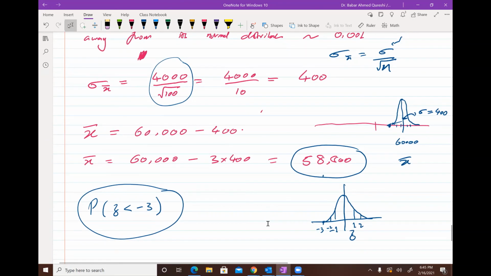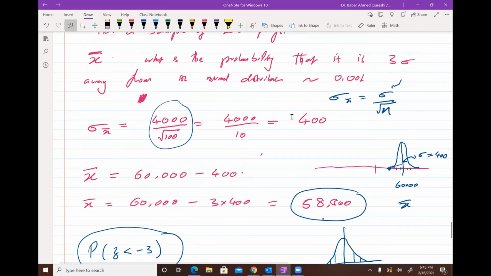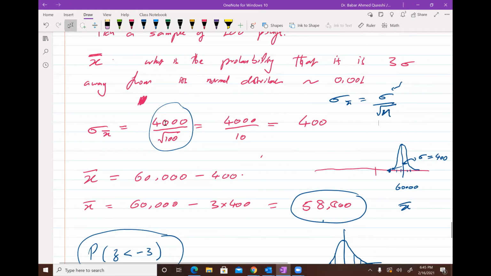Yeah, what's the question? Sir, this 400 was basically the sample size, right? No, it's not the sample size. It's not the sample standard deviation. It's the standard deviation of the sample mean. The sample mean is a random number. It's the standard deviation of that.